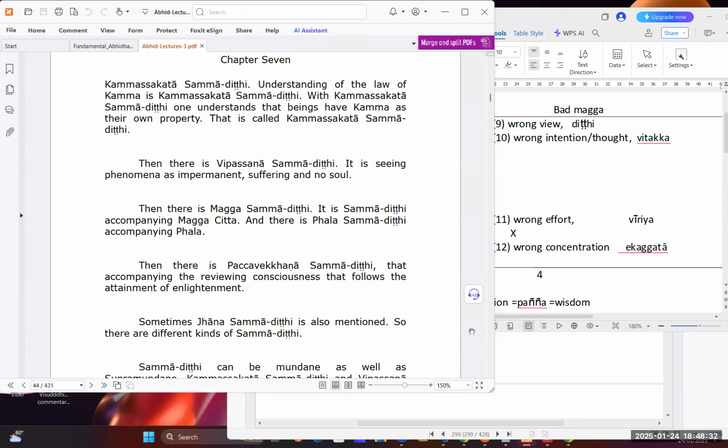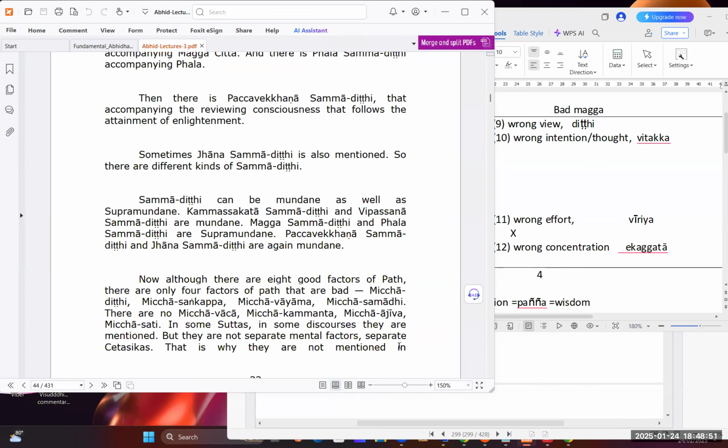Then there is Paccavekkhana Samaditi, accompanying the reviewing consciousness that follows the attainment of enlightenment. Sometimes Jhana Samadhi is also mentioned. So there are different kinds of Samadhi. Samadhi can be mundane as well as supramundane. Sakata Samadhi and Vipassana Samadhi are mundane. Magga Samadhi and Phala Samadhi are supramundane. Paccavekkhana Samadhi and Jhana Samadhi are again mundane.